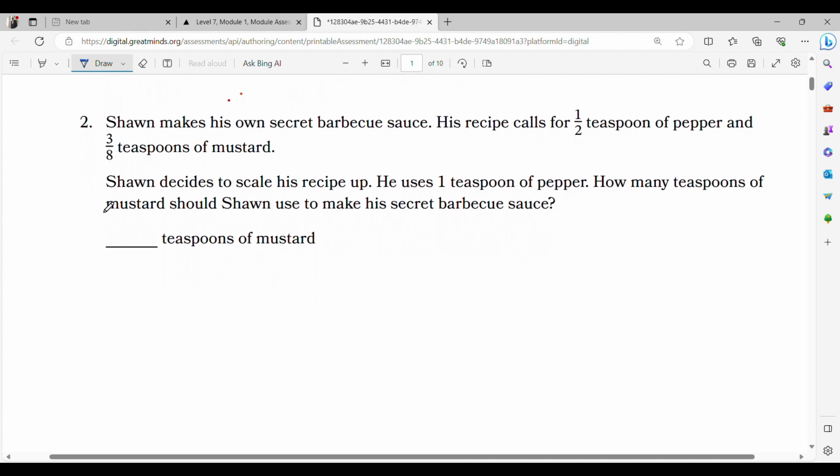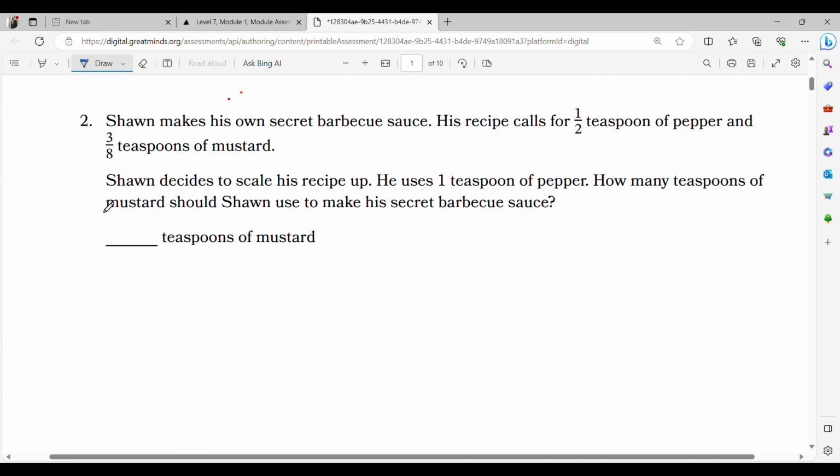Alright, Sean makes his own barbecue sauce. His recipe calls for half a teaspoon of pepper and 3/8 teaspoon of mustard. Sean decides to scale his recipe up. He uses 1 teaspoon of pepper. How many teaspoons of mustard should Sean use to make his secret barbecue sauce? Alright, we're going to do this as a proportion. So he starts off with a half a teaspoon of pepper, and 3/8 teaspoon of mustard.